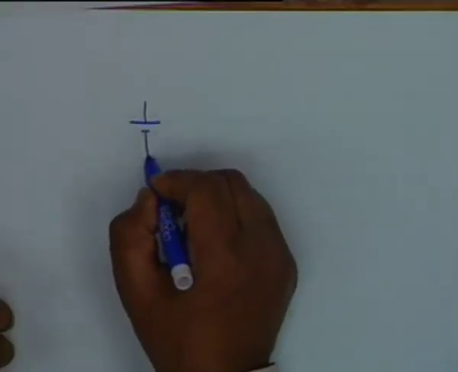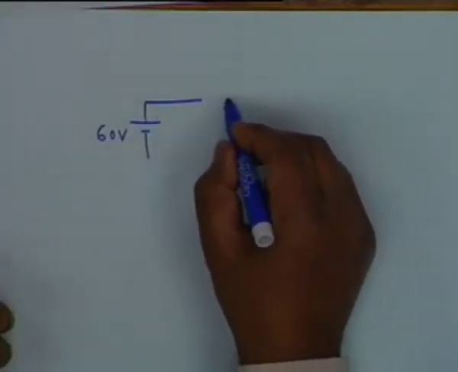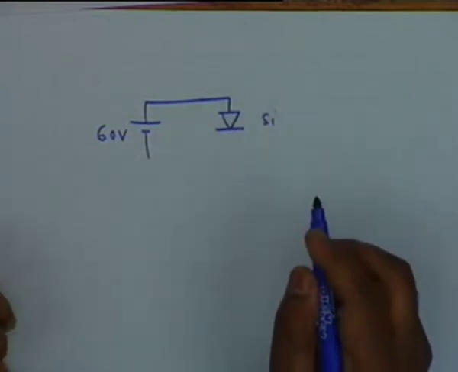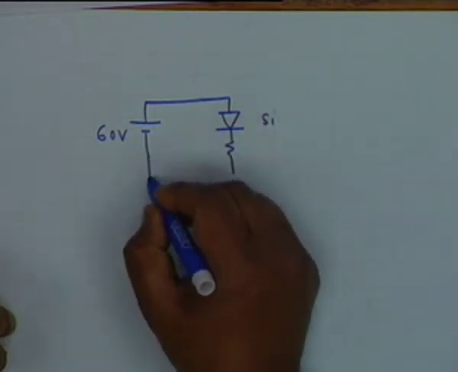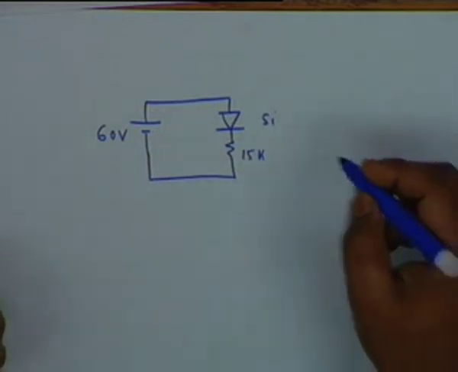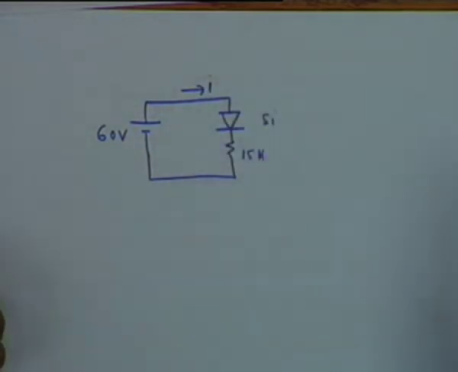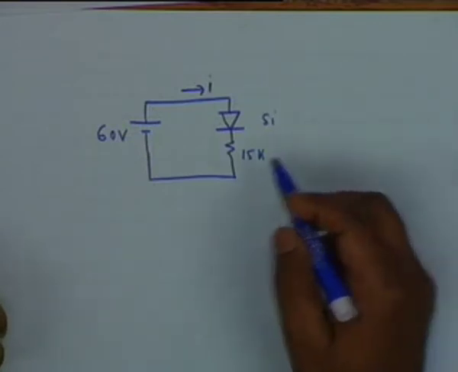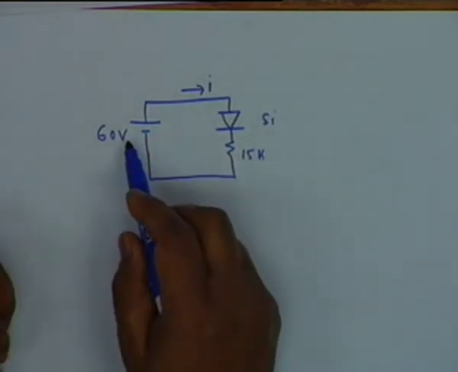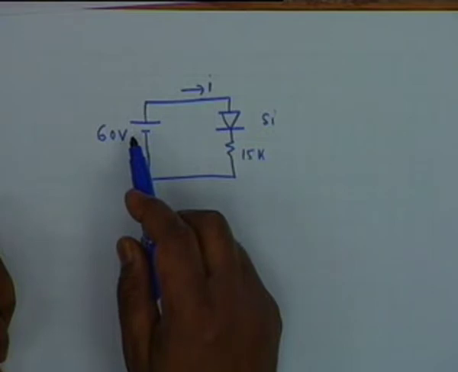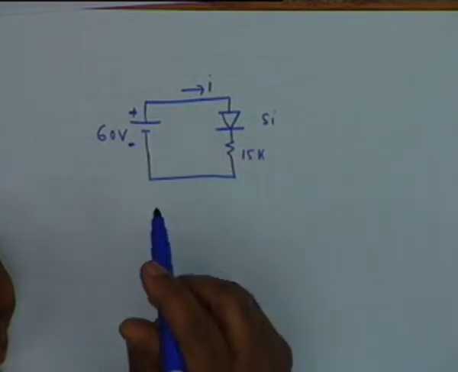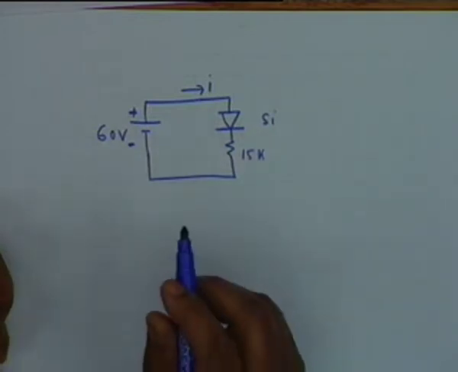Suppose you have a 60 volt source, a silicon diode, which means the threshold is 0.7, and then you have a 15K resistance. We want to find out the current in this circuit. If you replace this by its equivalent circuit model, it is a forward bias diode with 60 volt, and therefore IS shall have very little effect. So you can ignore IS.